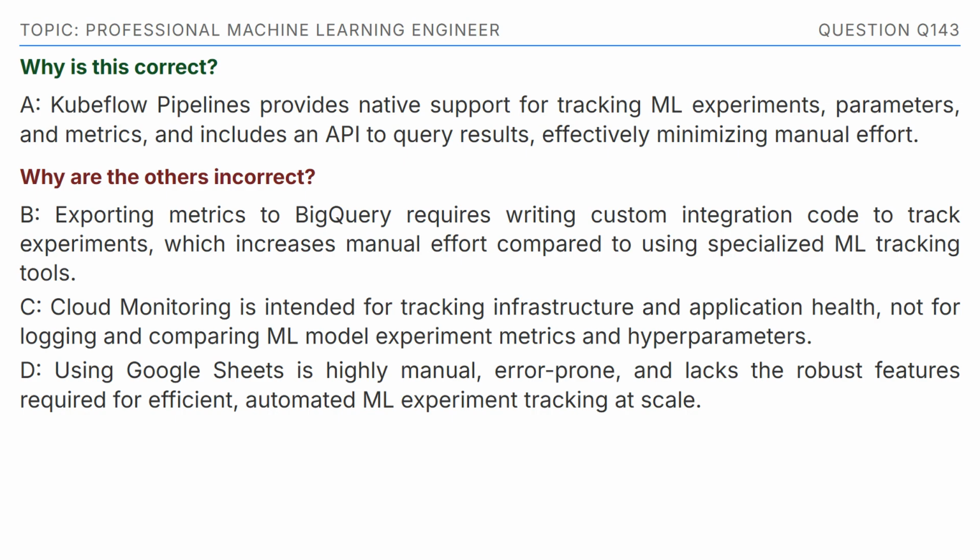B. Exporting metrics to BigQuery requires writing custom integration code to track experiments, which increases manual effort compared to using specialized ML tracking tools. C. Cloud monitoring is intended for tracking infrastructure and application health, not for logging and comparing ML model experiment metrics and hyperparameters. D. Using Google Sheets is highly manual, error-prone, and lacks the robust features required for efficient, automated ML experiment tracking at scale.